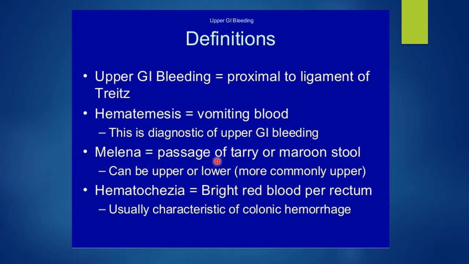Melena is the passage of tarry, black, or maroon stool, which can be from either the upper or the lower GI tract, and it is more often from the upper GI tract. Hematochezia is the passage of bright red blood per rectum, and it is usually characteristic of bleeding from the colon.